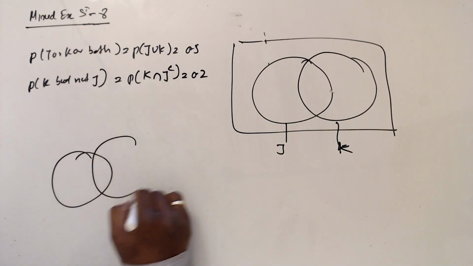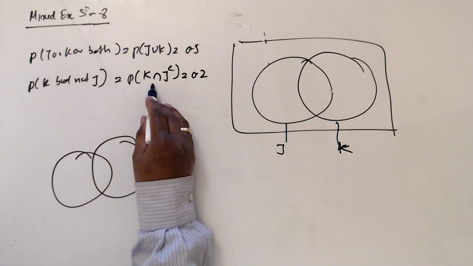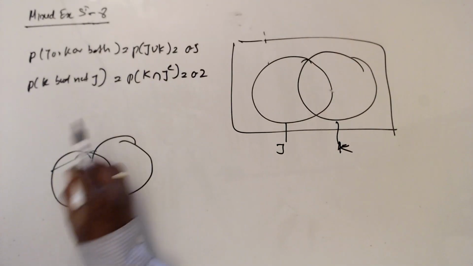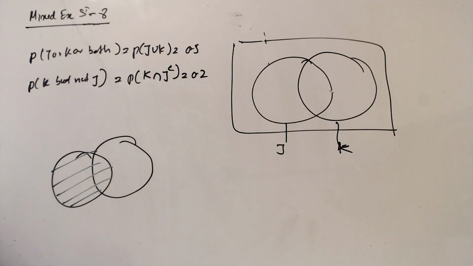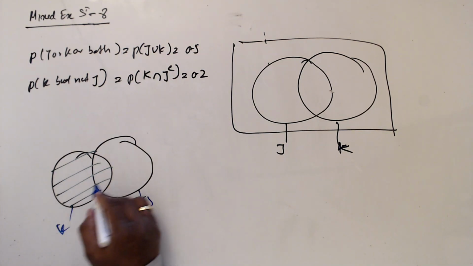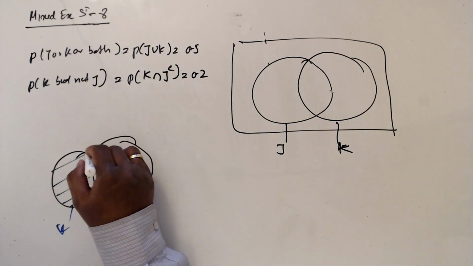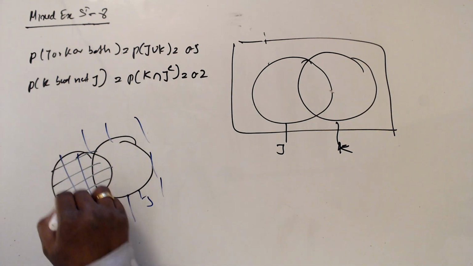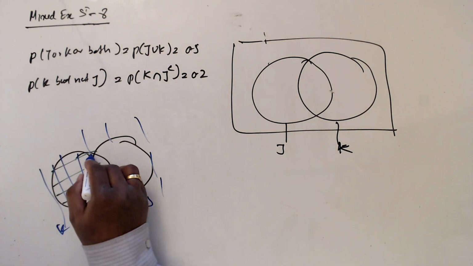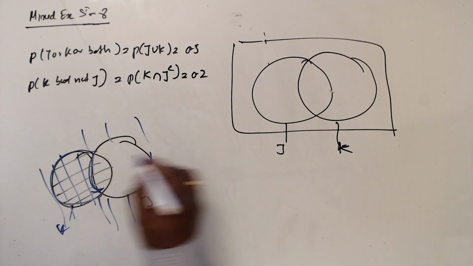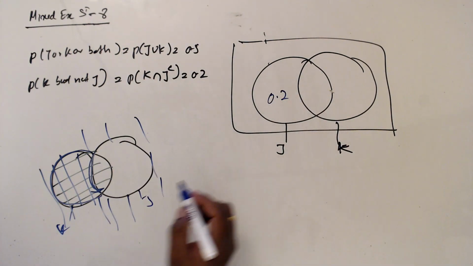Now when you have two areas like this, so this is the K area, then not J. So this is K and this is J. So this is K and not J. It means this area is going to be not J. Now you can see this area. So this is the area they are talking about. That is 0.2.